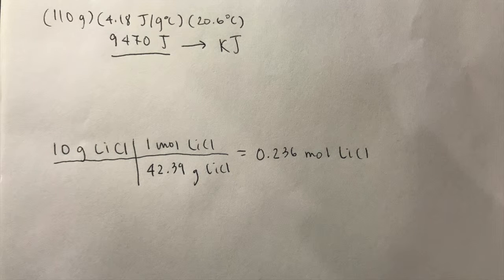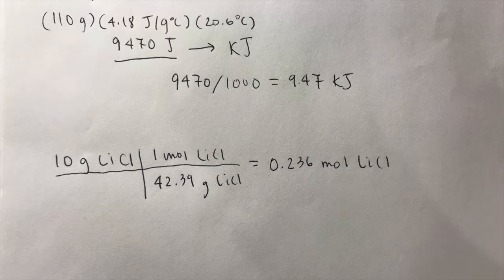Since I know that the change in enthalpy is in kilojoules per mole, I know I'm going to have to look back to part 1, which has the heat. But since it's in joules, I'm going to have to convert that to kilojoules by dividing 9,470 by 1,000. And so I get 9.47 kilojoules.